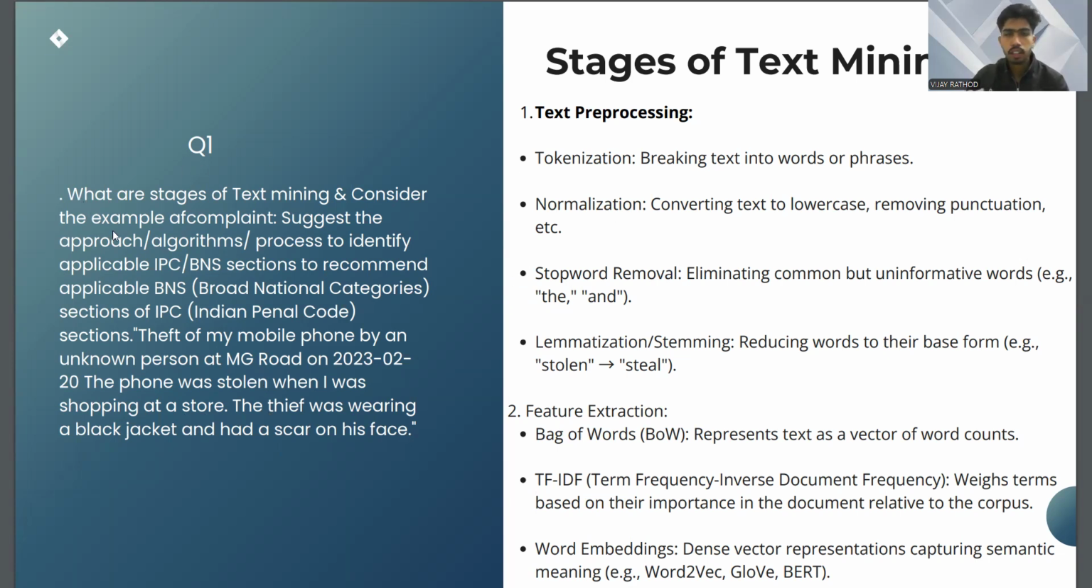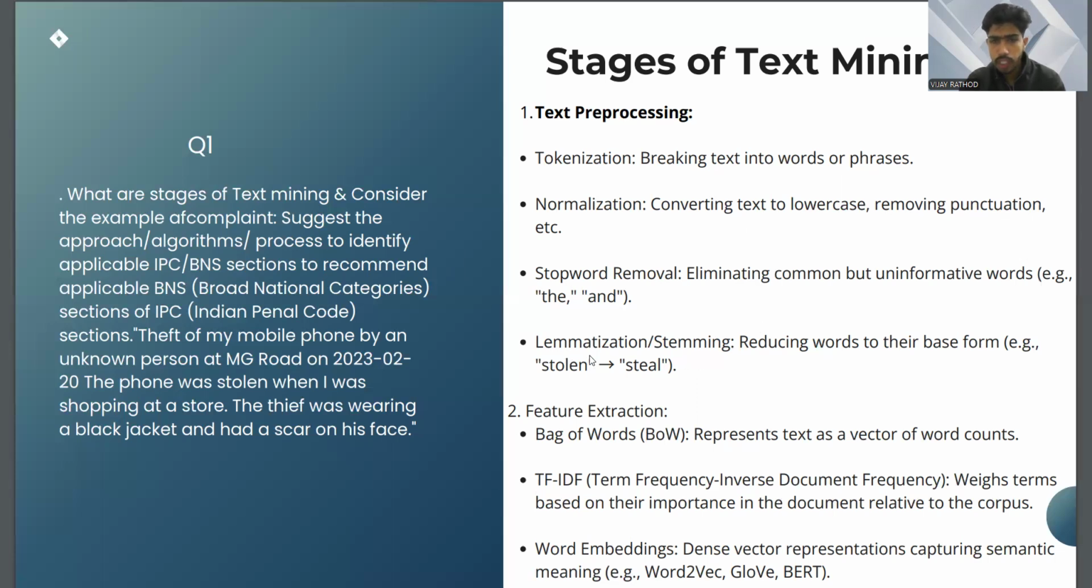So here is the solution of this question. What are the stages of text mining? Basically, the first is text processing, which includes tokenization, normalization, stop word removal, and lastly stemming. Tokenization is breaking the text into words or phrases. Normalization is converting the text to lowercase, removing punctuation, etc. Stop word removal is eliminating common but uninformative words, for example 'the' and 'from'.